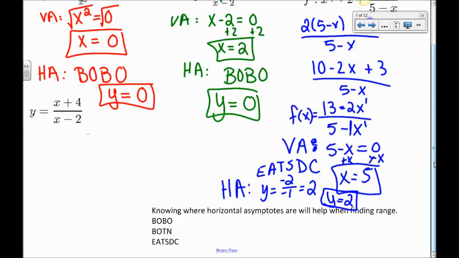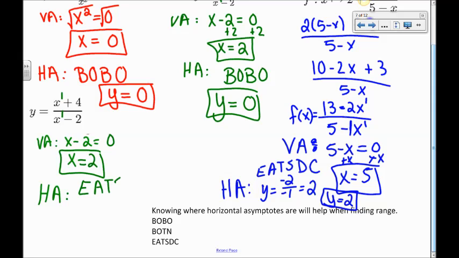Okay, last one on this page, we've got a vertical asymptote of x minus 2 equals 0, which means x equals 2. And horizontal asymptote is going to be, our exponents are the same. We've got an exponent of 1 and an exponent of 1. Exponents are the same, divide coefficients. So we've got a coefficient of 1 and a coefficient of 1. So y equals 1 over 1, y equals 1.